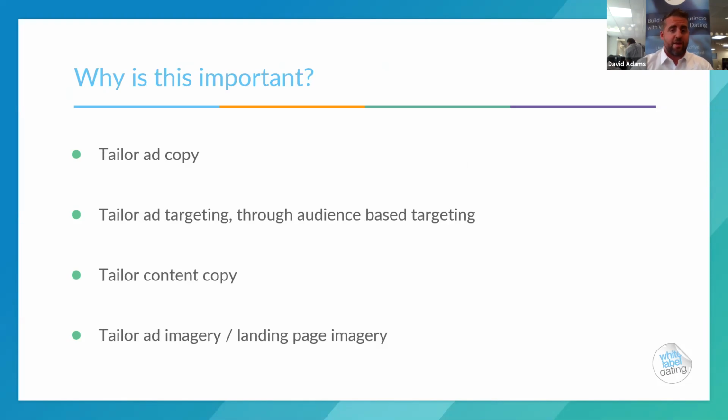So to reiterate those points, why is it important? You've got the ability to tailor ad copy. So that's one of the first things that a user is going to be looking for. Then you can tailor your ad targeting through audience-based targeting. Google offers strong audience-based targeting to really allow you to weed out and not necessarily pay for the traffic that doesn't work, and what will in turn allow you to maximize your investment in the traffic that does work best for you. You can tailor content on your landing pages, and you can tailor ad imagery and indeed landing page imagery to really ensure that you're attracting that perfect member or that group of perfect members.